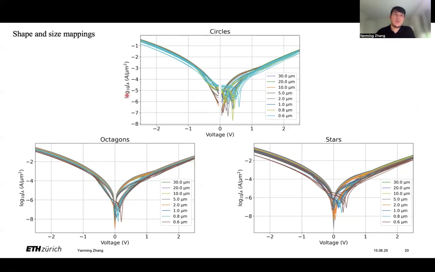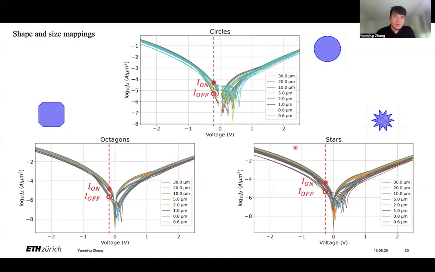We have plots of current density in log scale as a function of voltages for devices with different sizes and shapes. The curves look very noisy because we have already hit the range limit of the SMU, and especially for small devices, there will be a severe charging effect due to the long integration time of the SMU equipment. But what we are actually interested in is this memory window here.